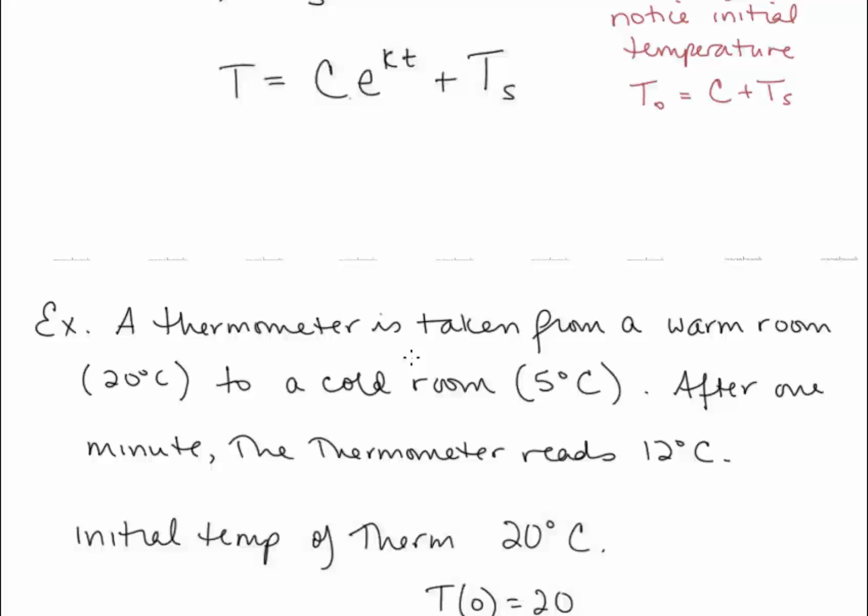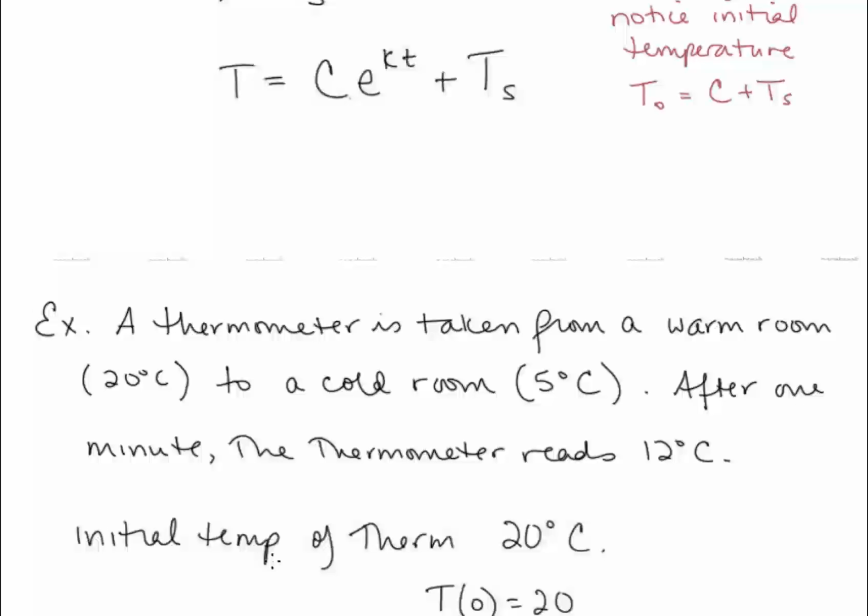A thermometer is taken from a warm room of 20 degrees Celsius to a cold room of 5 degrees Celsius. After 1 minute, the thermometer reads 12 degrees Celsius. Okay, now before they even ask us for anything, let's see what we can find out about this temperature function.